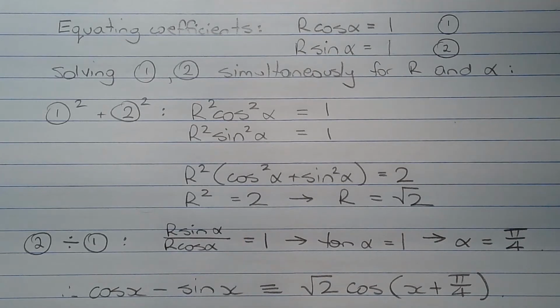Next, to find alpha, we can take equation number 2 and divide it by equation number 1. So we have r sin alpha over r cos alpha equals 1. The two r's cancel, we end up with sin alpha over cos alpha, which equals tan alpha. So this forms the equation tan alpha equals 1. And taking the inverse tan of both sides to make alpha the subject of the formula, we get alpha is equal to pi over 4. Therefore, cos x minus sin x is identical to the square root of 2 times cos of (x plus pi over 4).